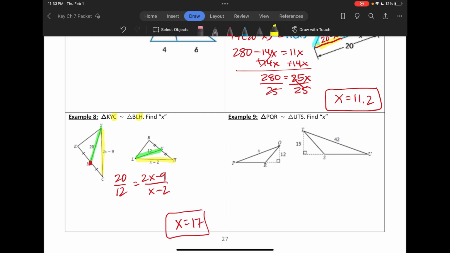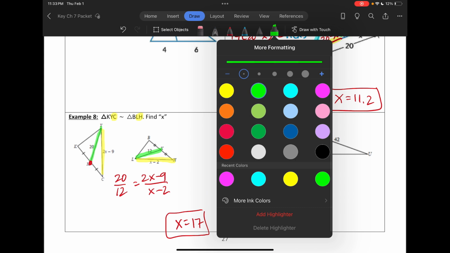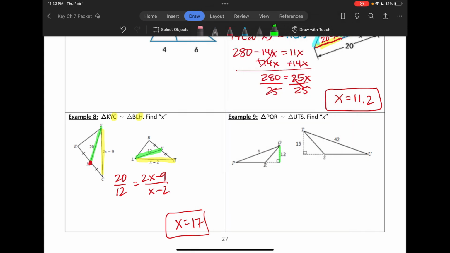Okay, and we'll finish up with this last one here. What I see is I have a special segment, but it's occurring on the outside here. And again, remember, if I start from a vertex and connect it to the opposite side and it creates a 90-degree angle, what I'm looking at is an example of an altitude. So that segment in green is an altitude. It's going to correspond to the other altitude in the second triangle, because they started off by telling us triangle PQR is similar to triangle UTS.